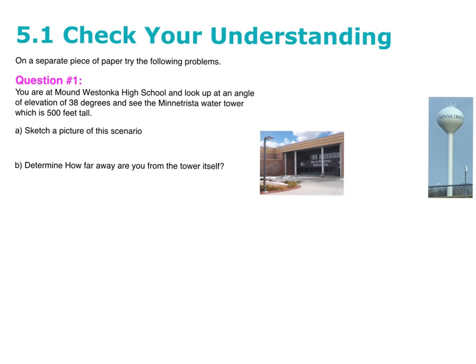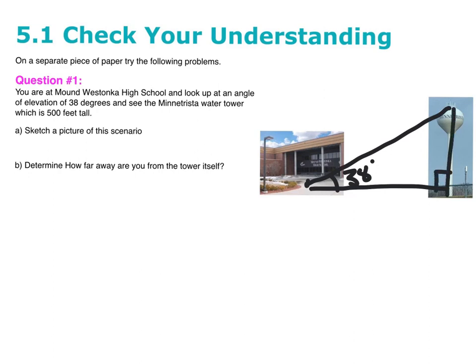So what happens is if I'm standing here, I'm going to look and see the water tower. Now it is straight ahead there. So I'm going to do the 38 degrees in this angle. Now the water tower, it should be assumed that it's built at a right angle. And it says it is 500 feet tall. So I'll put the 500 right here. Now we're not going to take into consideration any of our body height in terms of this. They do want to know what is the distance, how far we are from the water tower.